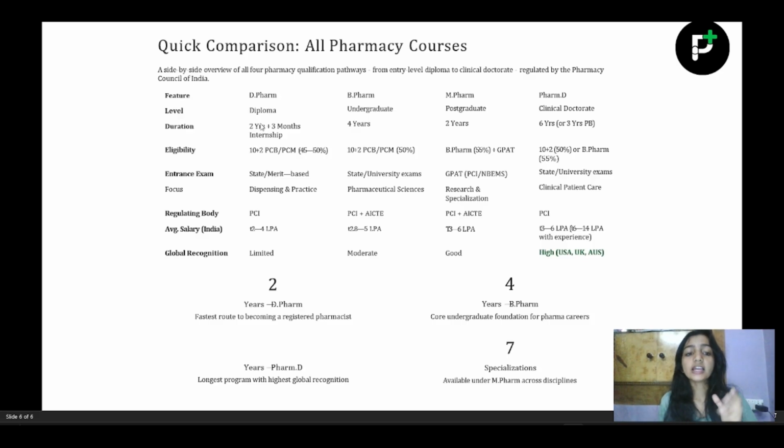And if you talk about focus, in Pharm.D, we primarily focus on dispensing and practice. In B.Pharm, we focus on pharmaceutical sciences, pharmacovigilance, pharmacognosy, chemistry, etc. And in M.Pharm, we go for research and specialization. In Pharm.D, we work with patient-oriented work. Regulatory bodies, if I talk about, it's PCI plus AICTE. Basically, these are the governing bodies which look after these courses and design courses and all.